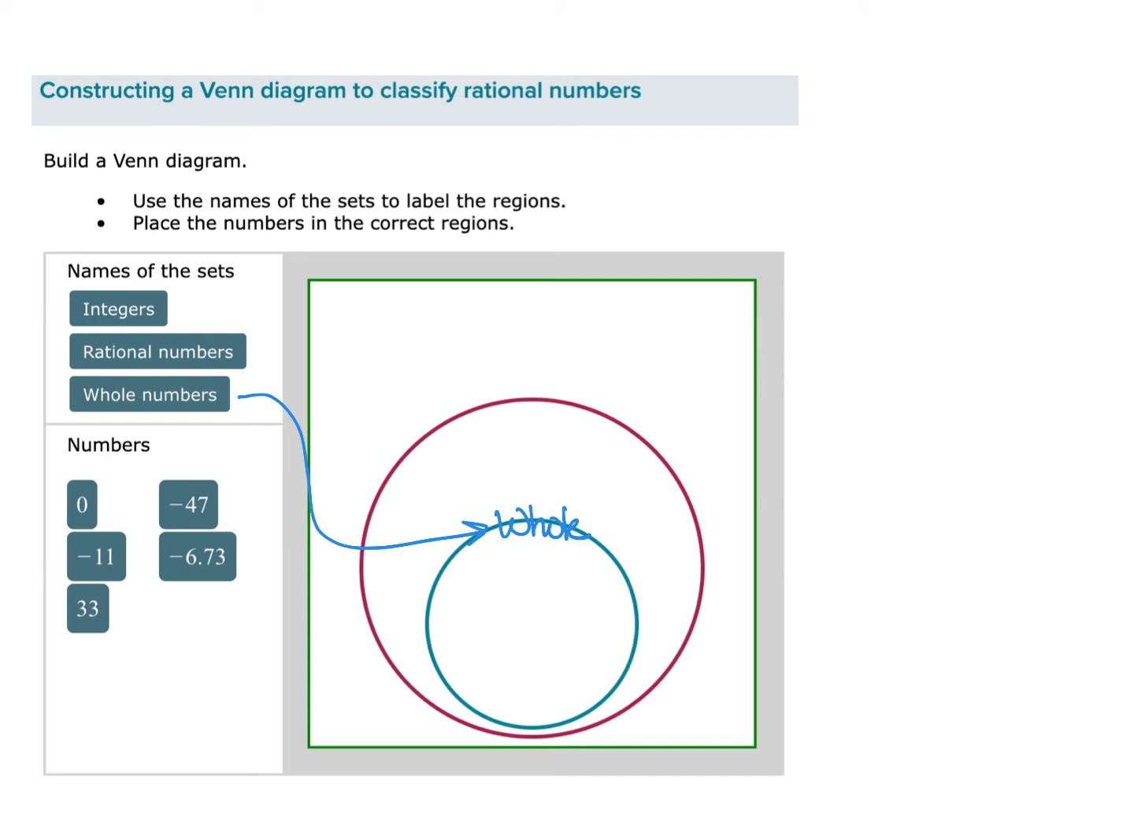Whole numbers consist of all the natural numbers, 1, 2, 3, and so on, plus 0. Anything that is a whole number and positive or 0 will fit into the whole number category. A whole number is not a decimal, not a fraction.